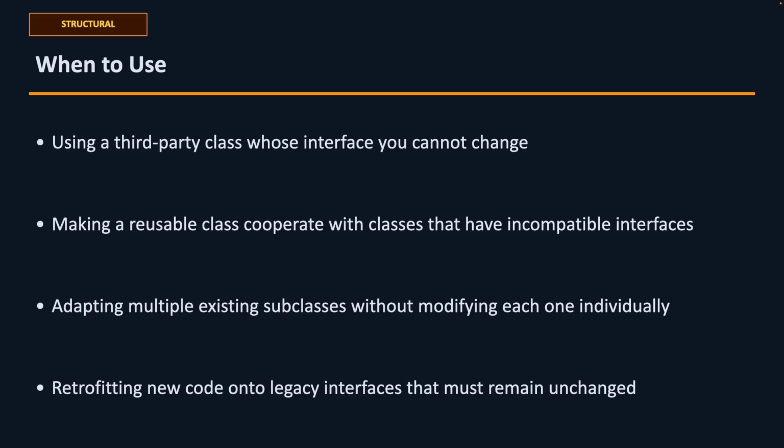The second one is when you want to create a reusable class that needs to cooperate with unrelated classes that have incompatible interfaces. You write once to the target interface and then write adapters to each incompatible class. And third, when you need to use several existing subclasses but can't add new code to every one. You adapt them at the object level with a composition-based adapter instead of changing every subclass.